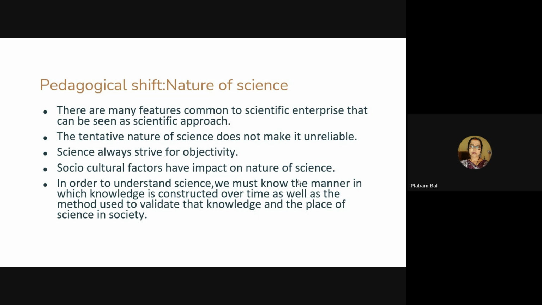When we discussed the nature of science, we said that one of the natures of science is that it is tentative in nature. Tentative means it is not fixed. So you can have a question in your mind: if it is not fixed, then why will we learn science, why will we believe science? So this is the tentative nature, but it is not unreliable.